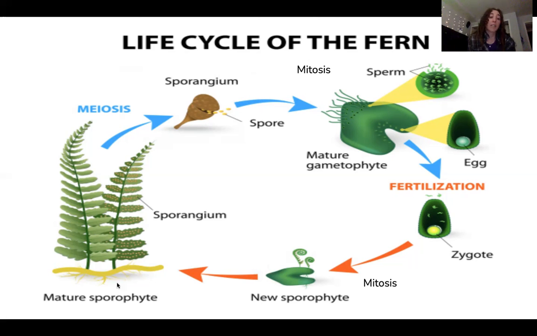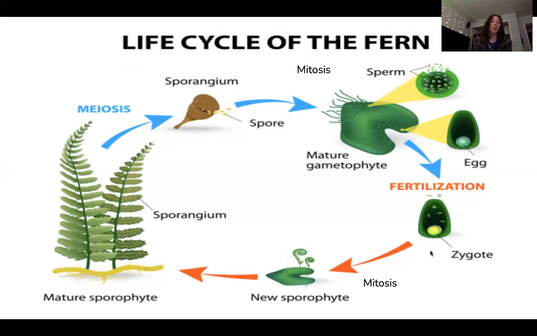And on the back of the leaves on the fern, there are these things called sporangia. Inside the sporangium is where meiosis takes place and creates these haploid spores. From there, those spores undergo mitosis and they become mature gametophytes. And those gametophytes become the male and female gametes. And from there, the sperm and the egg, the male and female gametes, go through fertilization to create a diploid zygote.